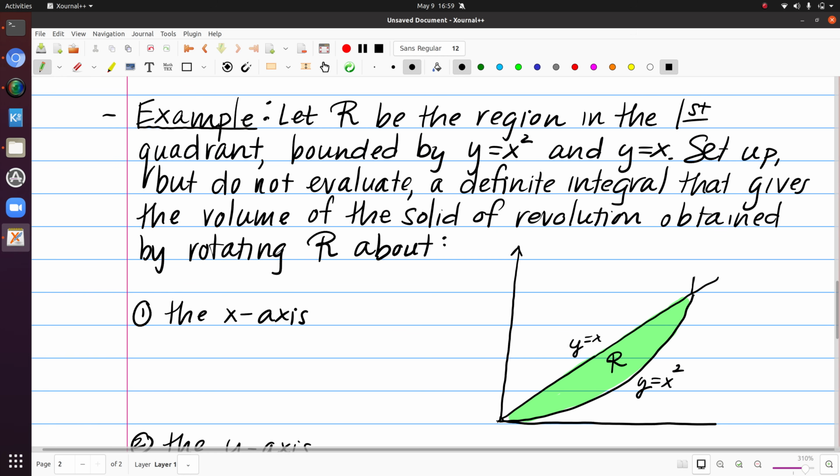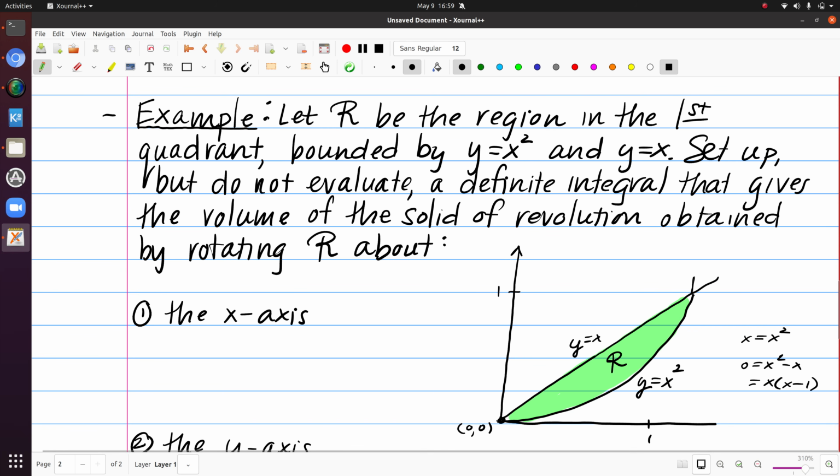So one thing I know is going to be helpful is to really know where these intersect. So I can see that this is the origin, 0, 0. But also, to find where they intersect up here, we're solving where is x equal to x squared. That's where 0 is equal to x squared minus x, which is x times x minus 1. Well, that's going to happen when x is 0 or when x is 1. And when x is 1, both of these functions evaluate to y being 1. So that's going to help when we set this up. So the thing I want to establish in each case is, what do I integrate with respect to?